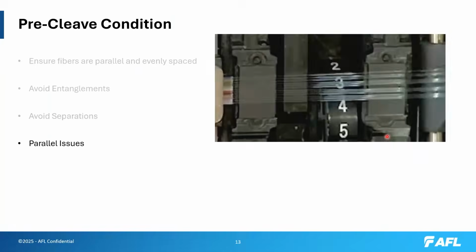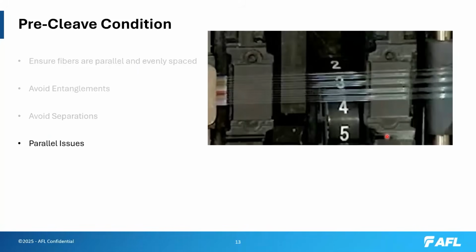And finally, parallel issues. You'll notice here the pad spacing. There's a little bit more room on the pad on the left versus the pad on the right. The ribbon array is actually moving upward. This is a big negative too. Just something you don't want to try to push through your cleaver, or it's going to create a lot of problems. You've got to solve it on the front end.